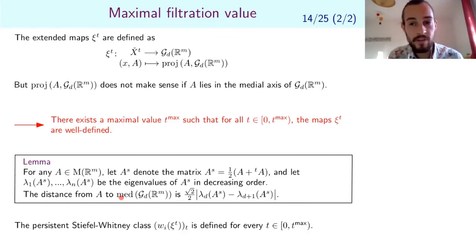For example, if you take G1 of R2, you know that it's a circle. What is funny is that G1 of R2 in the metric space is like a real circle in a plane. So its medial axis is a point in the center of the circle. Okay, makes sense. Thanks. Thank you.